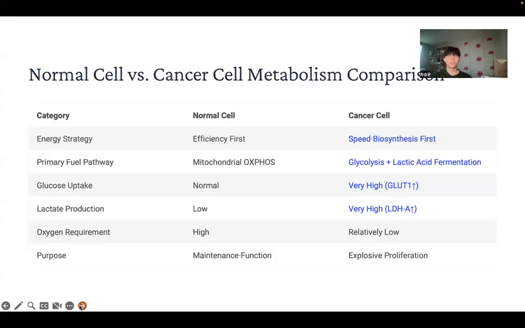When we directly compare the metabolic strategies of both cells, the difference becomes very clear. Normal cells rely on oxidative phosphorylation, producing energy efficiently. In contrast, cancer cells rely heavily on glycolysis and lactate fermentation. They overexpress GLUT1 to maximize glucose uptake and increase LDHA to maintain lactate production. And instead of using the TCA cycle mainly for ATP production, cancer cells divert it toward biosynthesis to support rapid cell division.